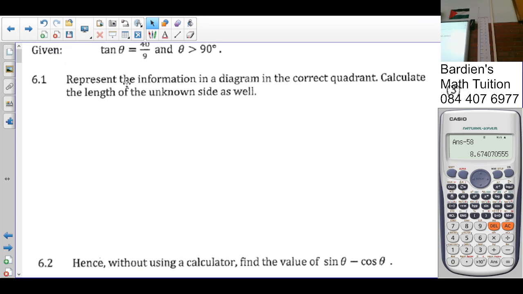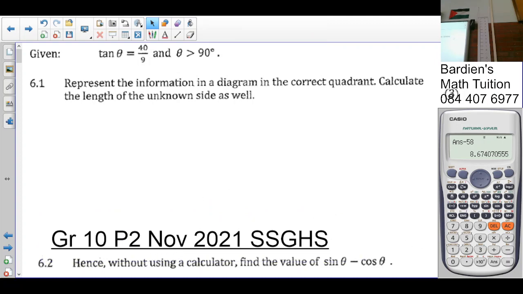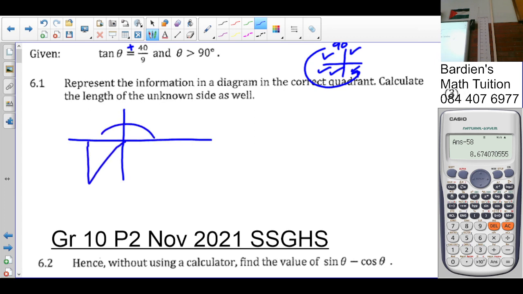Question 6, we are given that tan of theta is equal to 40 over 9 and theta is greater than 90 degrees. Tan is positive here. In which quadrants is tan positive? 1 and 3. Then we are told that theta is greater than 90, so it can be quadrant 2, 3 or 4. Which quadrant are we going to draw it in? Quadrant 3, as it satisfies both conditions. So I draw in quadrant 3, always starting from the positive x-axis. That's going to be your theta angle there.